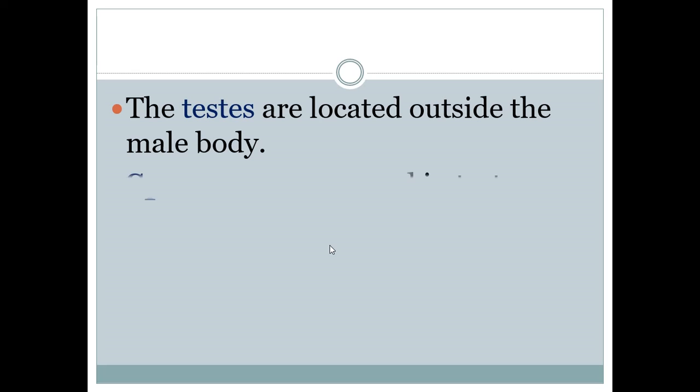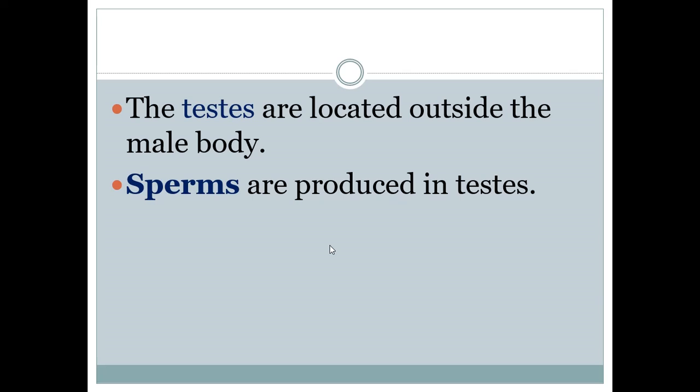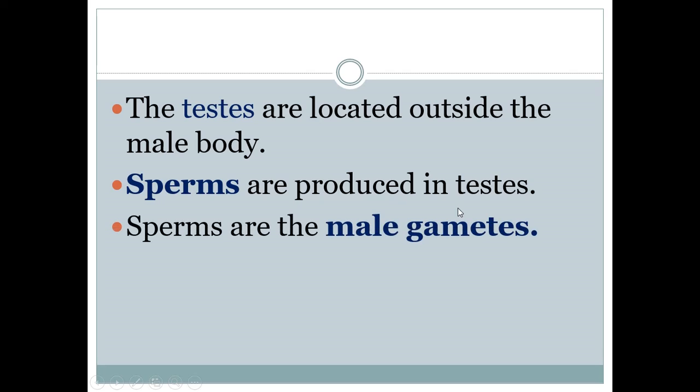Now, where is the testis located? The testis is a male reproductive organ which is located outside the male body. And what is the function of testes? Sperms are produced in the testes. What is meant by sperms? Sperms are the male gametes, which are produced in the testes.